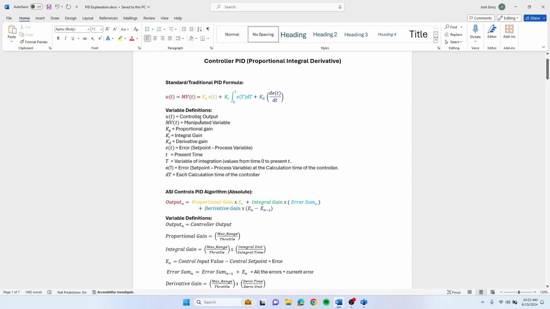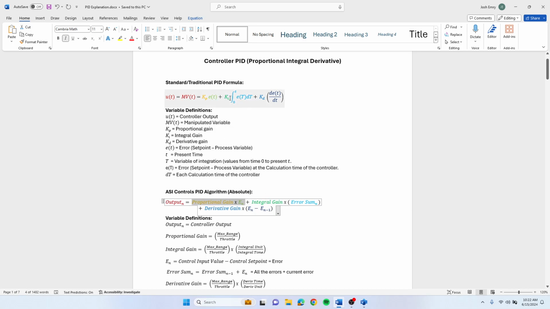If you break down the variables and you start trying to figure out what they mean, well, u(t) was a controller output. That's okay. MV is your manipulated variable. So if it's a chill water valve, what's my signal going to it? All right, I get that. Your proportional gain: you define what that's going to be, and then you take that times e(t), which is your error. So this is your proportional part. And if you compare that to an ASI one, it's proportional gain times your error. So, okay, that's simple enough.